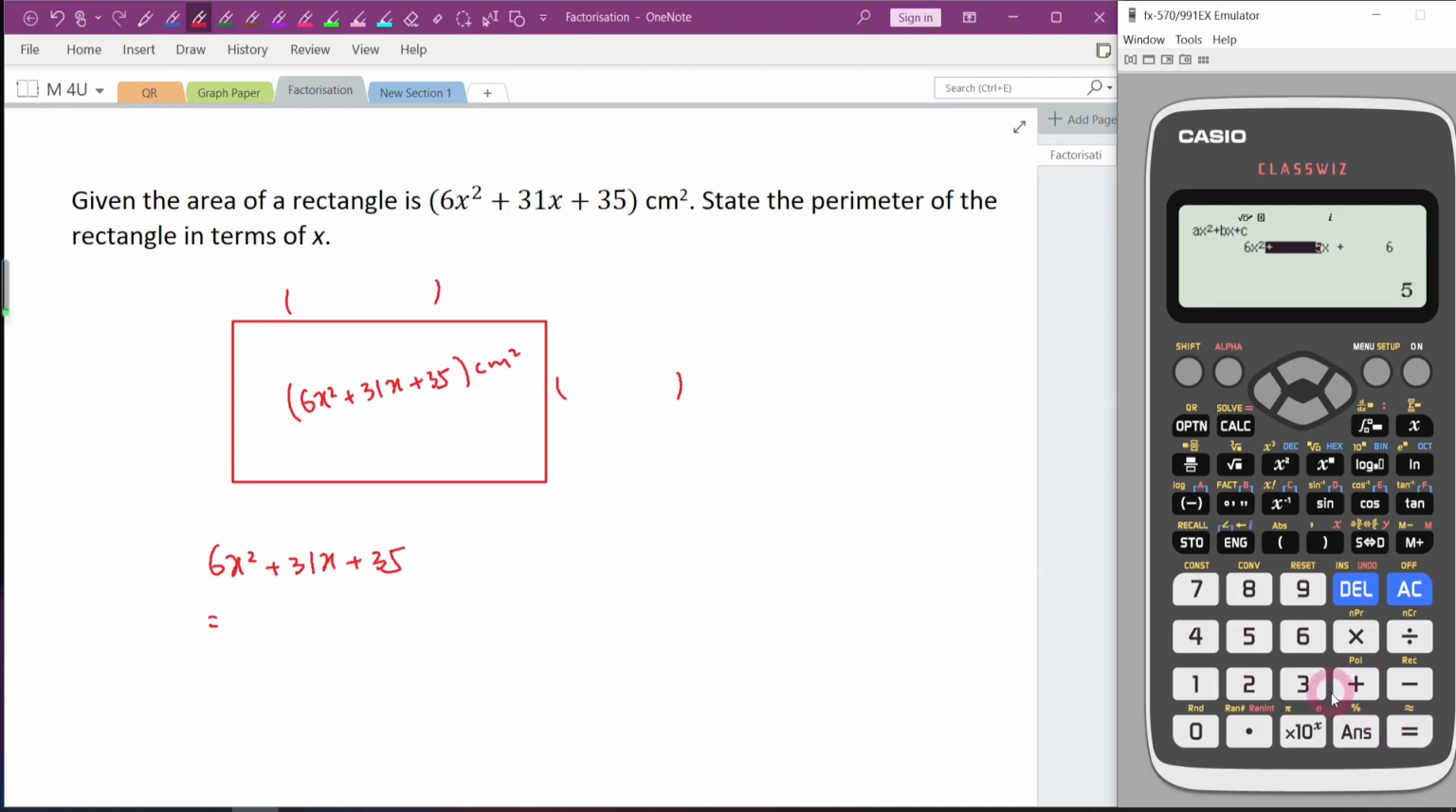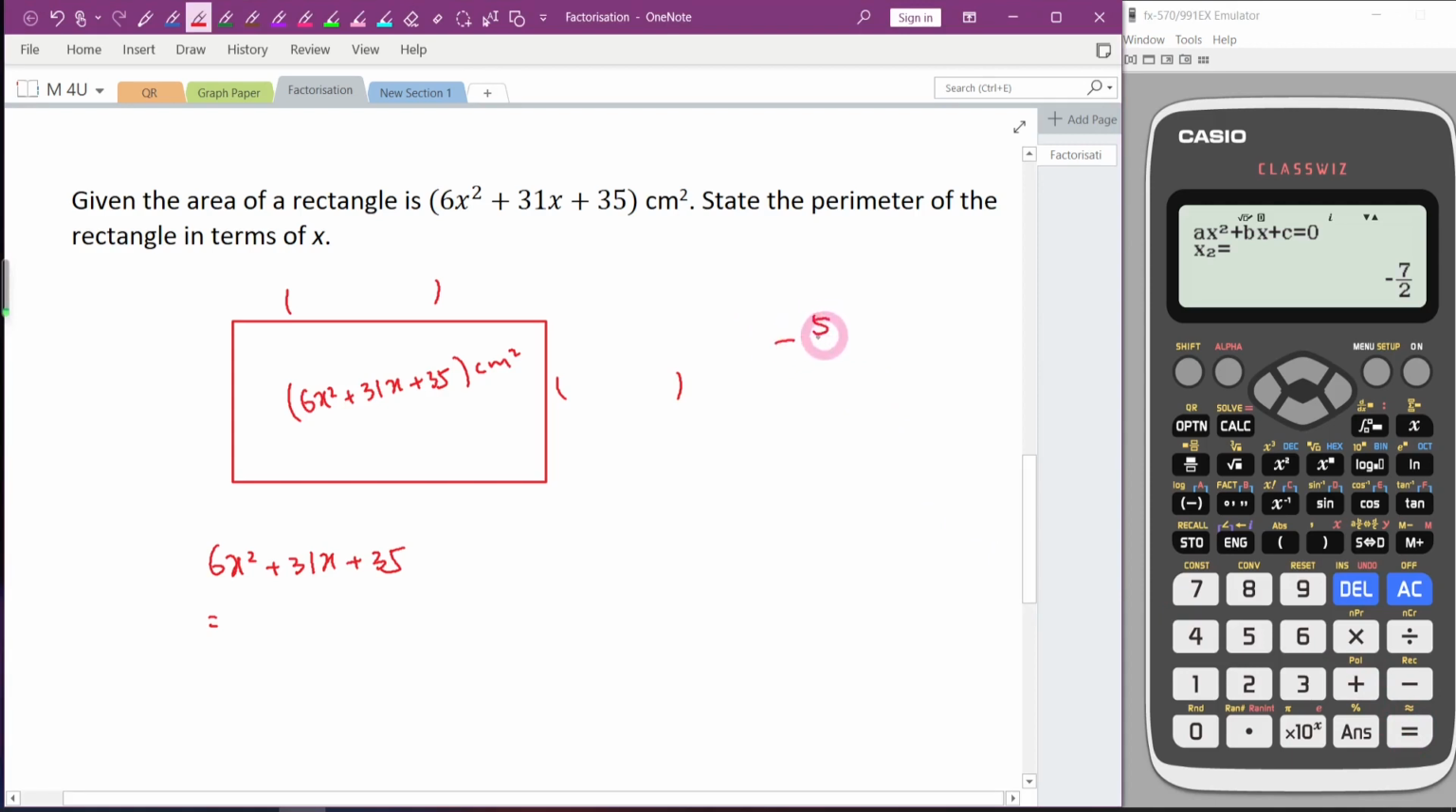6, 31, 35, equal: negative 5 over 3, negative 7 over 2. Okay, now I'm going to use these two answers to help me do the factorization.